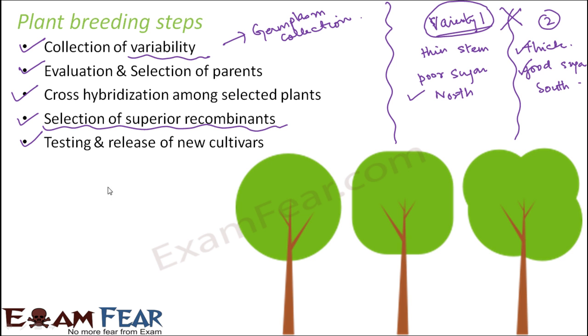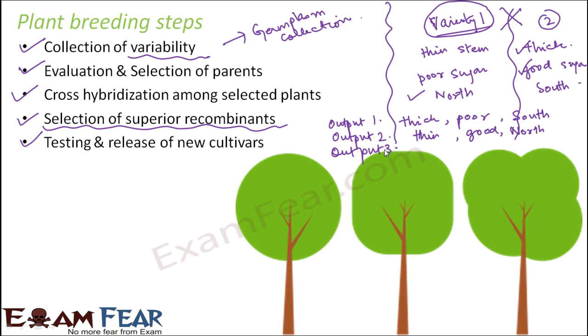So now what happens? Let us suppose the various outputs which we get when we cross variety 1 with variety 2. So let us suppose the output 1 that we get has thick stem, poor sugar content, and it grows in south. So that is output 1. Now let us suppose the output 2 which we get, it has thin stem, good sugar content, and it is good to grow in north. The third output, now this doesn't mean that these are the 3 outputs which are formed. I'm just trying to give you an example.